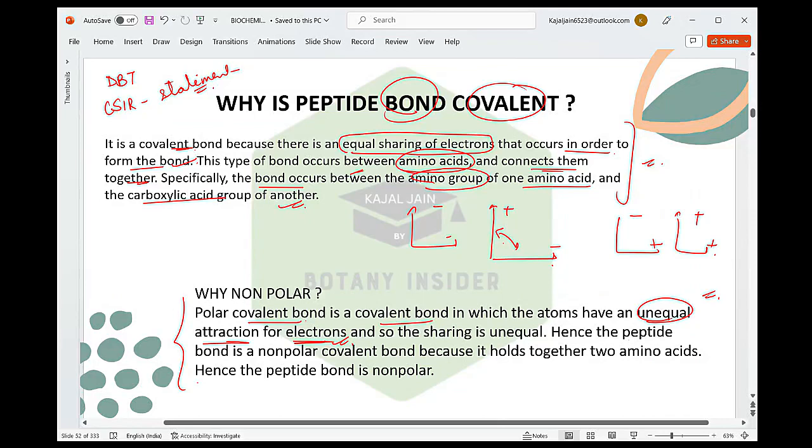Okay, so it is a non-polar covalent bond because it holds the two amino acids together. Remember that on the molecular level the sharing is unequal. That's the reason why we call it a non-polar covalent bond. Okay, remember this particular thing. Take your time, read this. If you find any difficulty, you can ask. Do not get confused about why we are calling it on one hand covalent and on the other hand non-polar. Okay, quickly go through this, everyone.